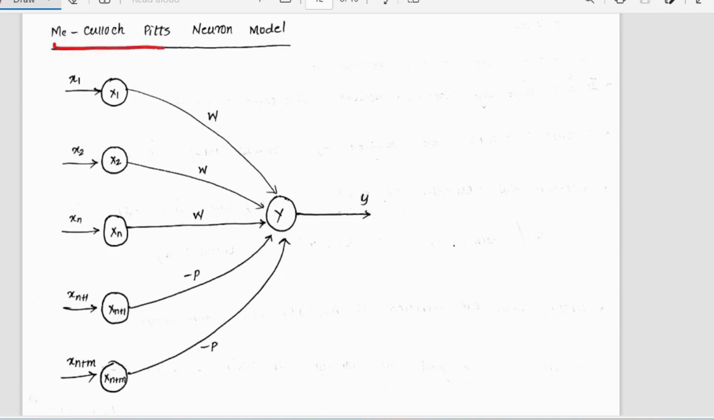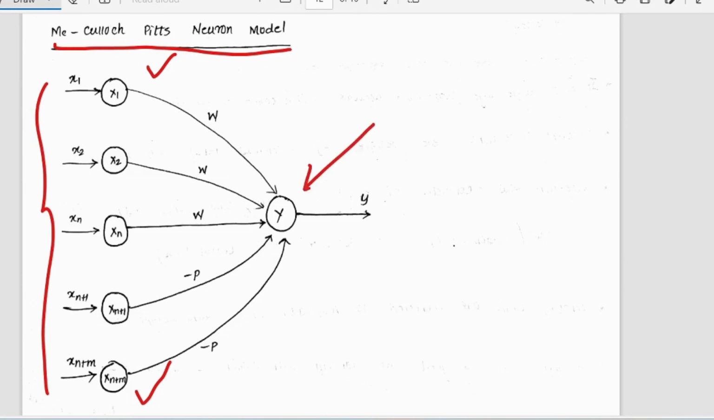Next, we have the Culloch and Pitts neuron model, which was discovered years before, in 1943, by two people, Culloch and Pitts. The model that they proposed has x1 to xn plus m inputs. These are the input neurons, and you will have a single output node or output neuron, and all the input neurons are connected to the output neuron via the weights w and -p.